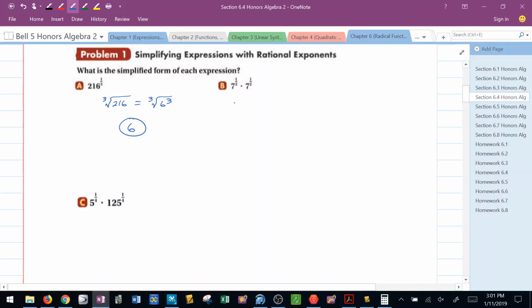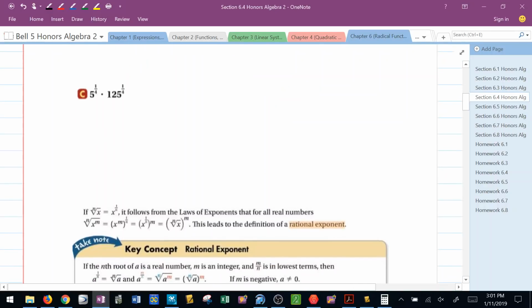7 to the 1/2 means the square root of 7. If I take the square root of 7 times the square root of 7, I get the square root of 49, which is 7. All right, how about C here? It says 5 to the 1/4 times 125 to the 1/4. I'm going to look at this as the fourth root of 5 times the fourth root of 125. And I know that this is really saying the fourth root of 625, which is really the fourth root of 5 to the 4th, which simplifies to 5.